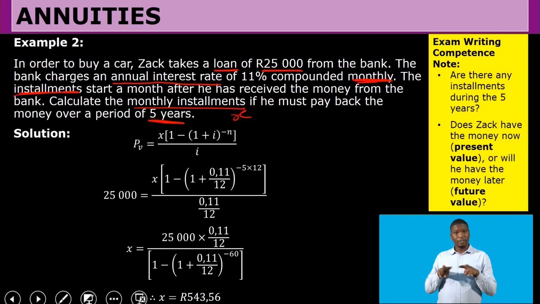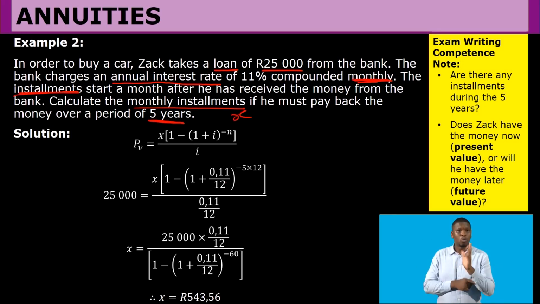And the value that we are going to get there in installments is going to be 543 rands and 56 cents. And that is how much Zach will be paying every month so that he can pay back that loan that he took over 5 years.